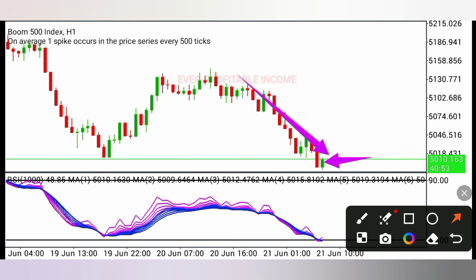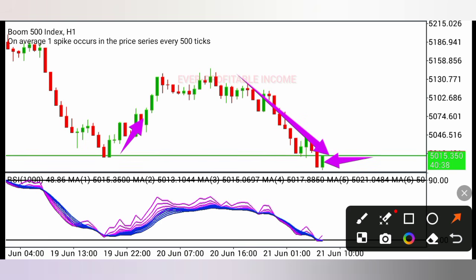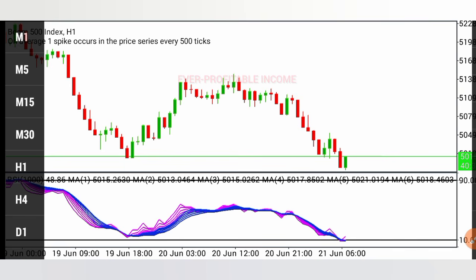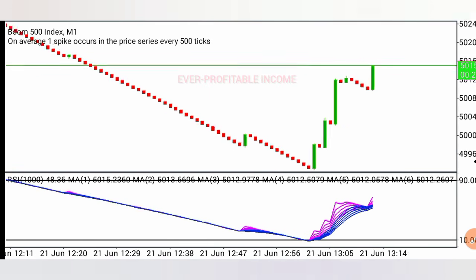So if I am to use this indicator, the best time for me to use it is when I see something like this. I see that H1 or H4 is heading upward. That is when I go over to the 1 minute time frame and look for opportunity to buy. So that is what I want you to know. So let's go back to the 1 minute time frame. So now look at it.